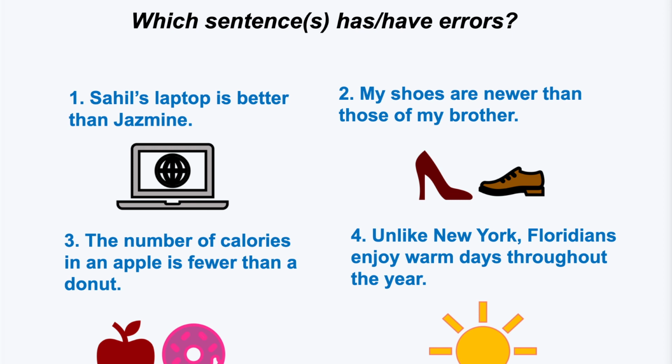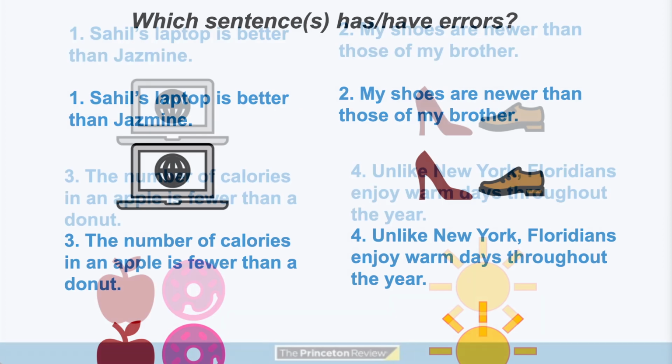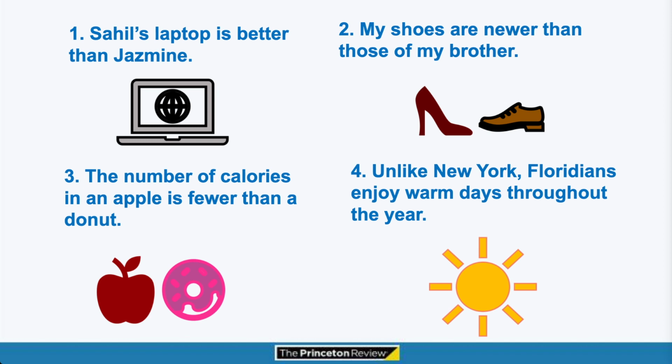Number 1 says, Sahil's laptop is better than Jasmine. So listen to that yourself, see if you think there's a problem, write it down. Number 2, my shoes are newer than those of my brother. Number 3, the number of calories in an apple is fewer than a donut. And number 4, unlike New York, Floridians enjoy warm days throughout the year.